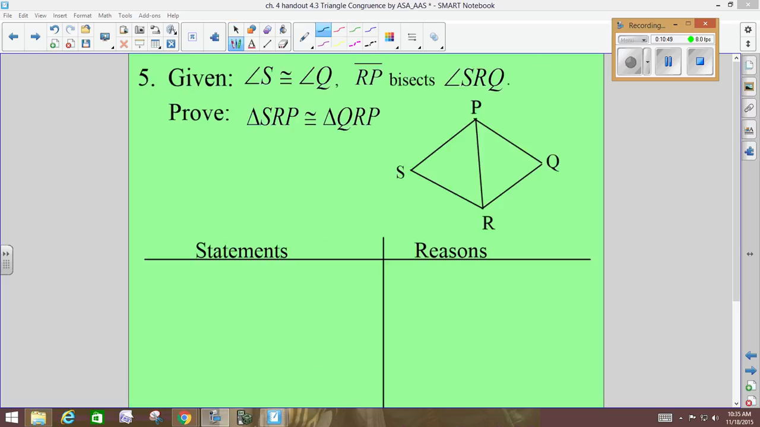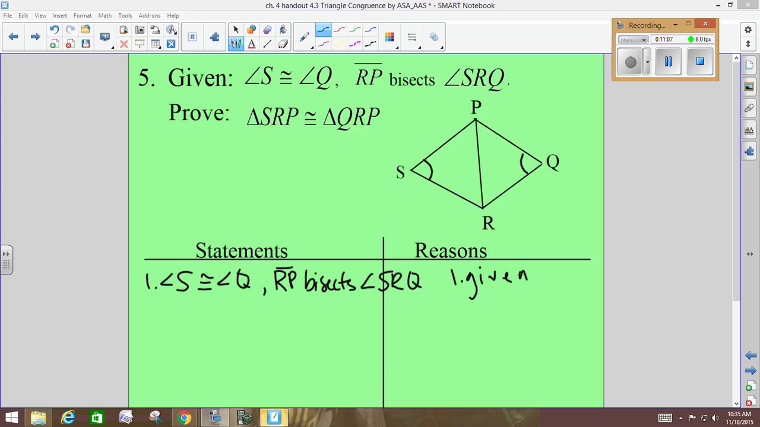All right, so number 5, our given: angle S is congruent to angle Q, and then RP bisects angle SRQ. Angle S congruent to angle Q are your side wings there. Then we're bisecting an angle. If you bisect an angle, what do you do to it? Cut it in half. Make 2 equal angles. When you bisect one angle, you get 2 equal angles. If you bisect a segment, you get 2 equal segments.